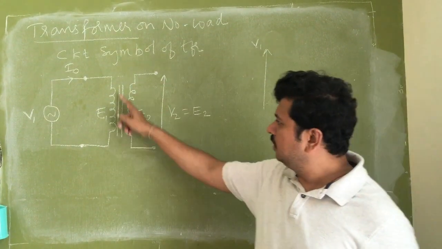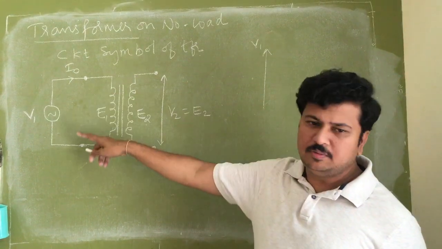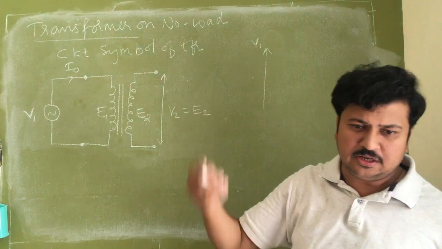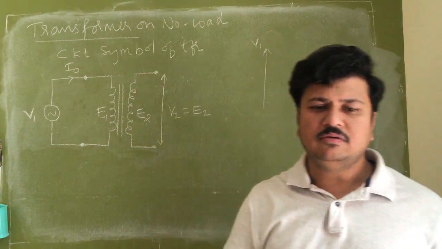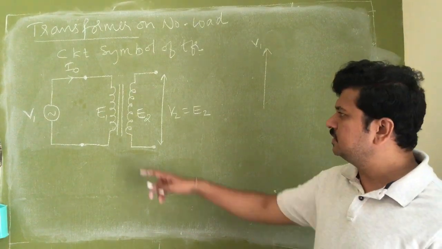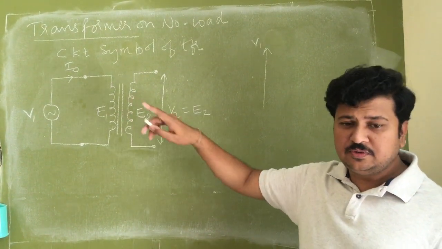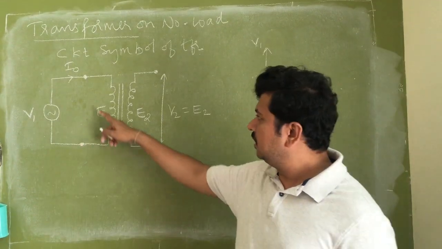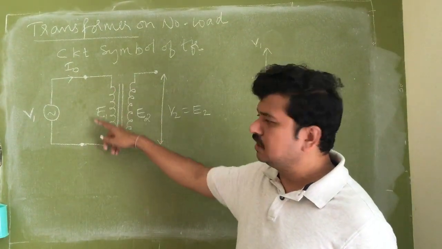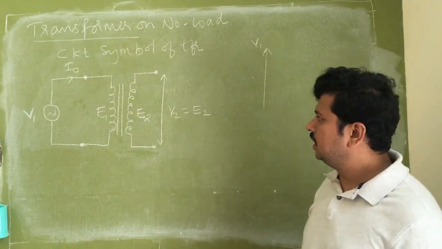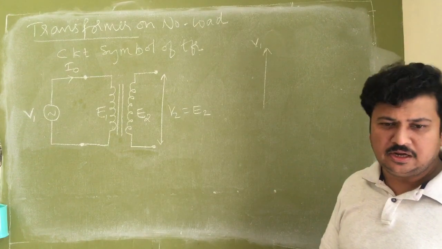If I make this pure inductive, the lagging angle will be 90 degrees. But I cannot make the coil pure inductive because I don't get any coil material with 0 resistance. So therefore, a small value of resistance is always present in the winding and a large value of inductance is made in that winding. Hence, the current drawn by any coil in any electrical machine will be lagging behind its voltage by some angle. And that angle here is very nearly 90 degrees.